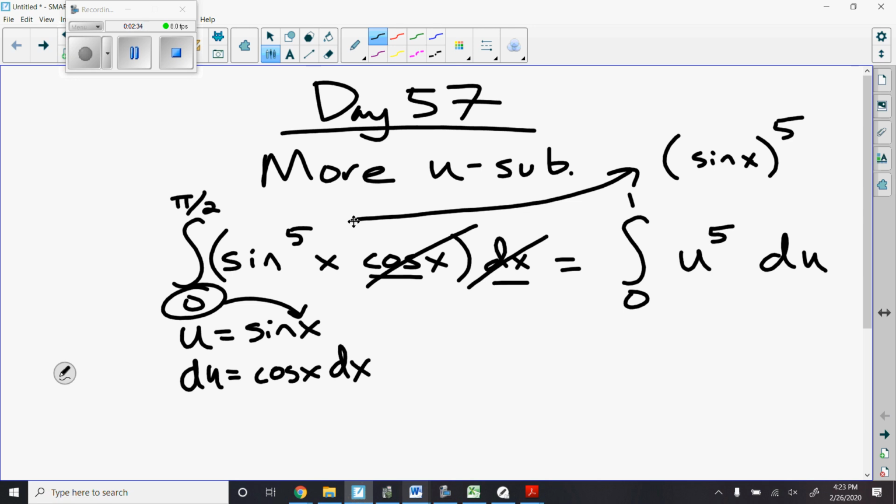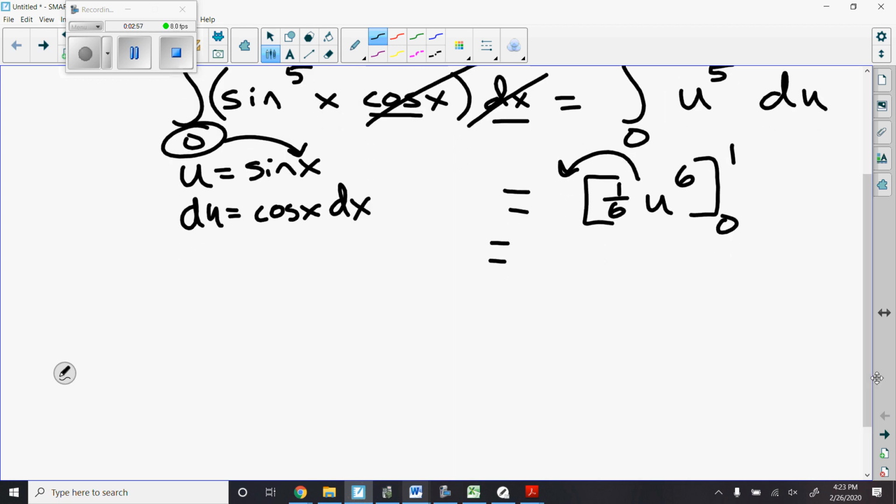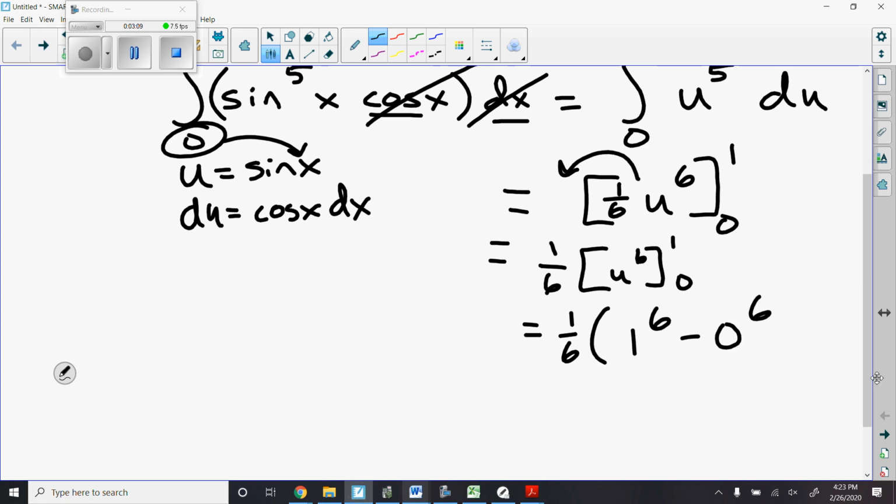And this is no longer a trig problem. It's a simple definite integral. So I can go ahead and solve. I never have to go back to x, right? So when I solve this, my antiderivative gives me 1/6 u to the 6th. I'm going to take that 1/6 and throw it out front. So what I have is 1/6 times 1 to the 6th minus 0 to the 6th. That's 1 minus 0, which gives me 1. 1/6 times 1 gives me 1/6.